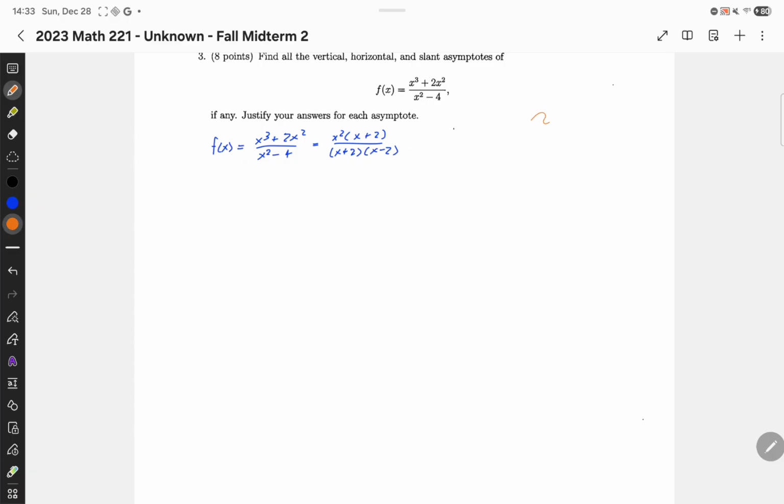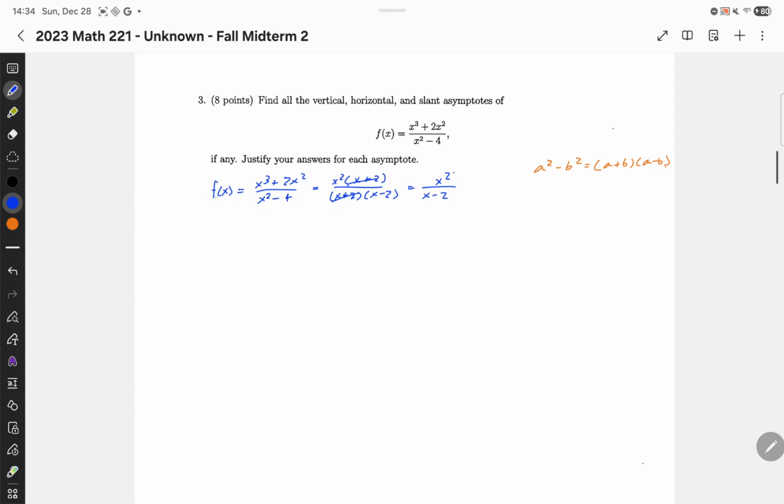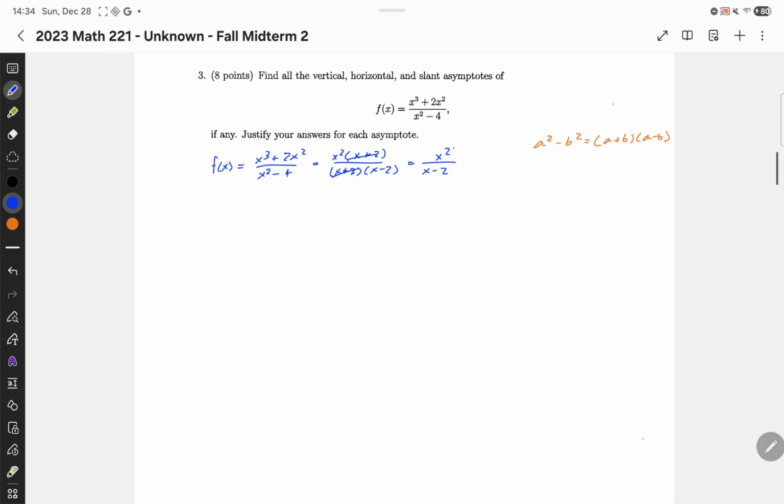Just as a reminder, in case you forgot, the difference of 2 squares, say we have a squared minus b squared, this is equal to a plus b times a minus b. You can, of course, check that pretty easily by distributing these two. And so now at this point, we can see that we can actually cancel out x plus 2, which means our function is going to be the same as x squared over x minus 2, ignoring the hole we have at x equals minus 2. Right, when they cancel, we're going to get a hole, which we're not concerned about for this problem, so f of x is going to work the same as this right here.